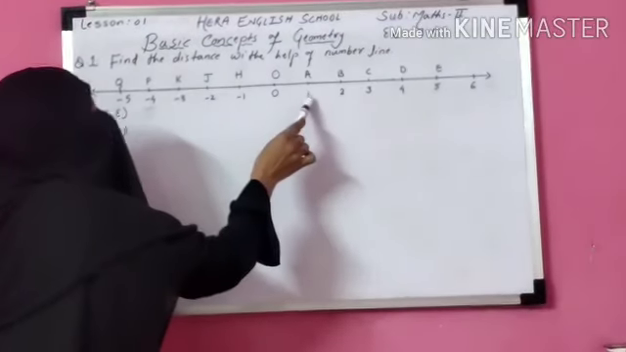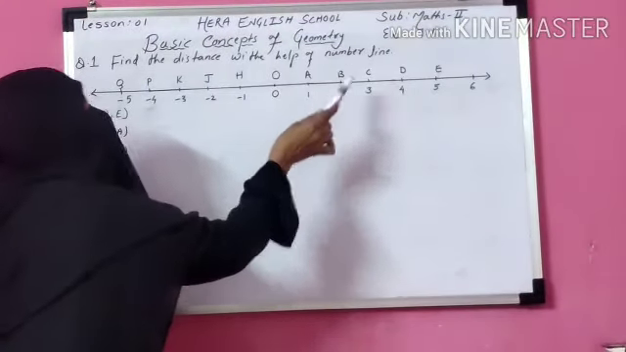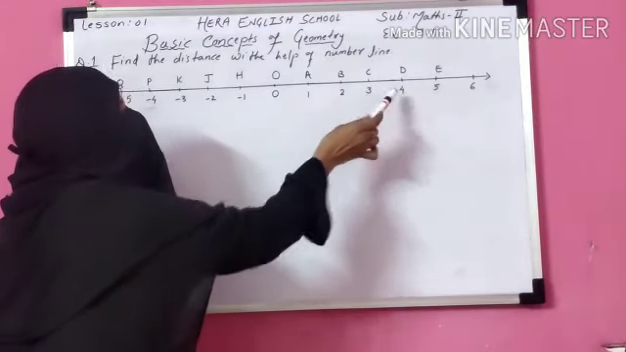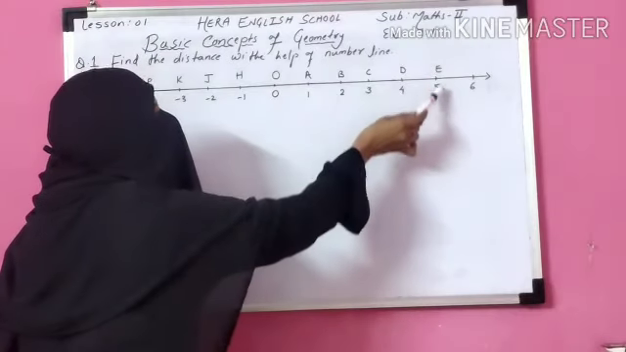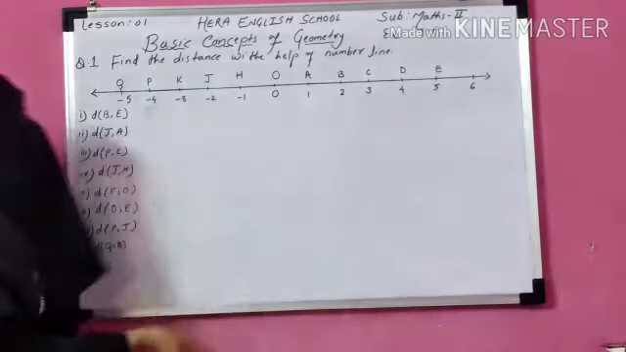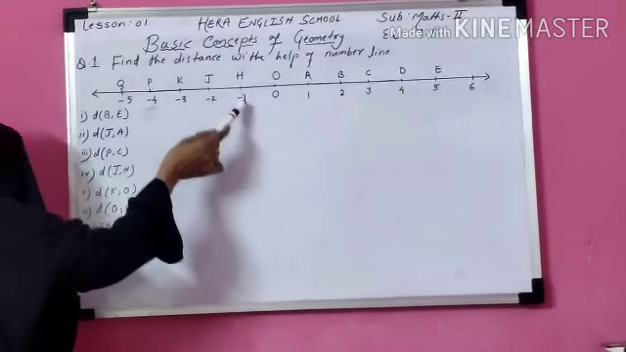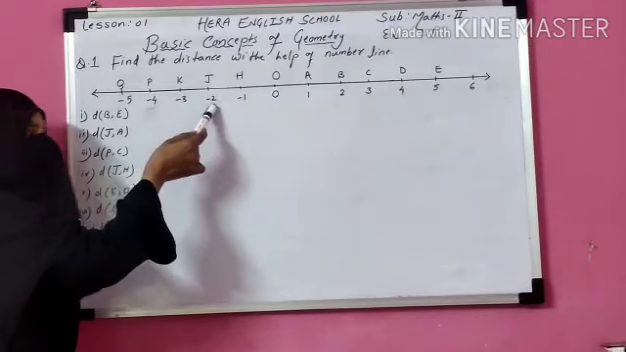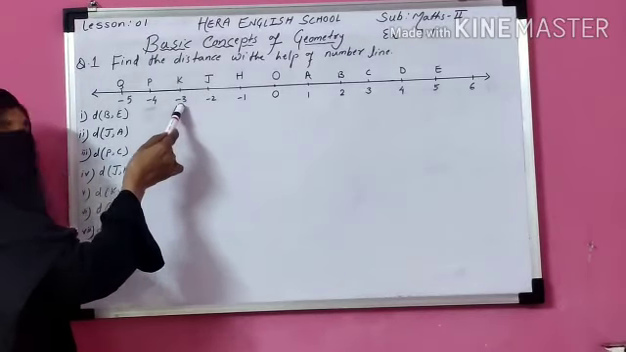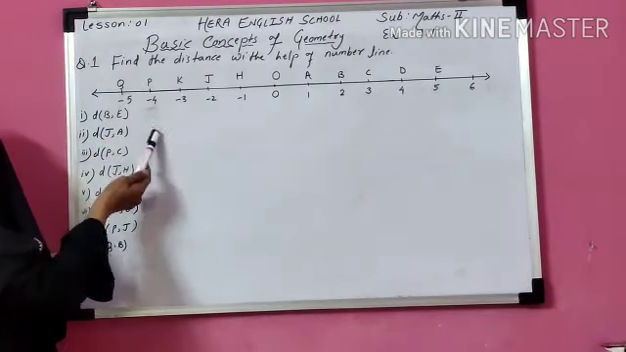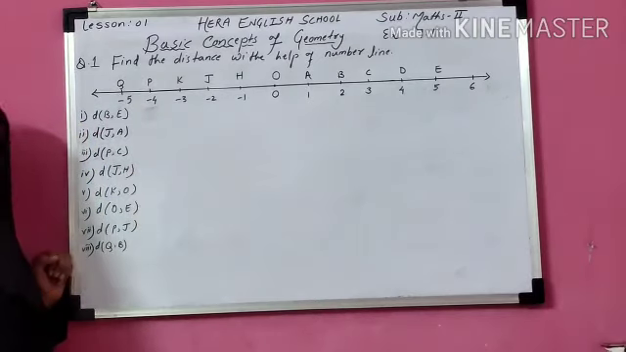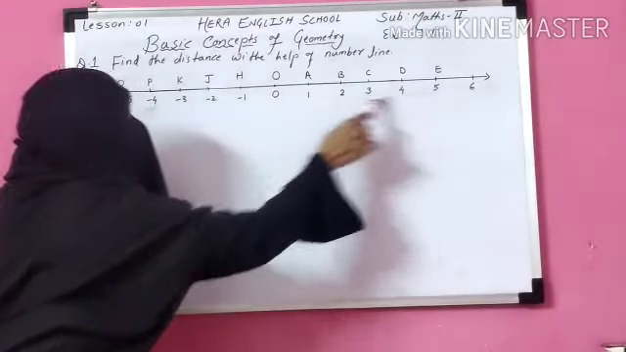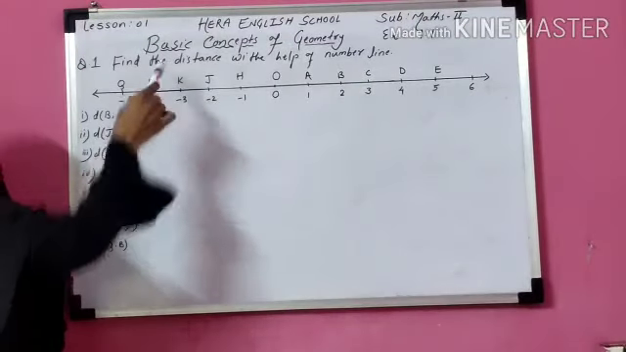So 1 is the coordinate of A, 2 is the coordinate of B, 3 is the coordinate of C, 4 is the coordinate of D, and 5 is the coordinate of E. Like that, here minus 1 is the coordinate of H, minus 2 is the coordinate of J, minus 3 is the coordinate of K, minus 4 is the coordinate of P, minus 5 is the coordinate of Q. Okay. These are the points and these are the coordinates associated with them.